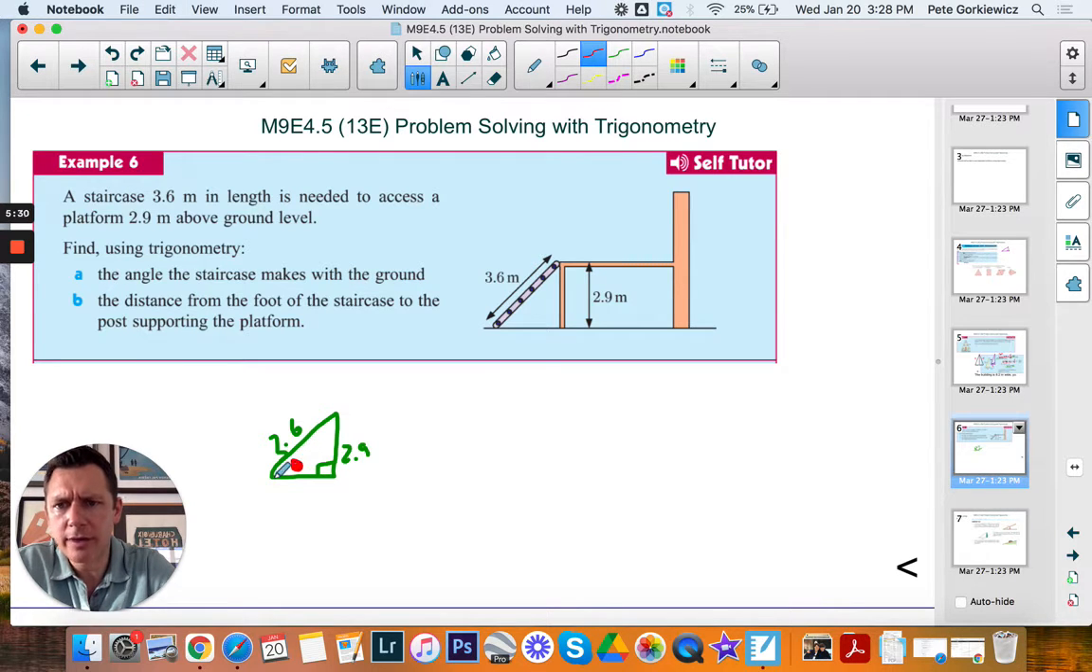Now, in relation to theta, this is the opposite side, and this is the hypotenuse. So that sounds like sine. Sine in class. Sin out of class. Sine is the opposite, that 2.9, over the hypotenuse 3.6. So sine of theta is 2.9 over 3.6. I did it again.